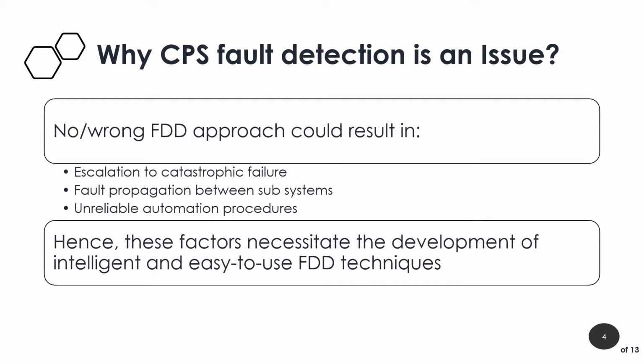Now, why is cyber-physical system fault detection an issue? If you don't have the proper fault detection and diagnosis method, you could get escalation of simple faults into catastrophic failure. You could have faults that propagate within subsystems, which is a typical characteristic of cyber-physical systems. You could have unreliable automation processes or procedures which could lead to catastrophic consequences.